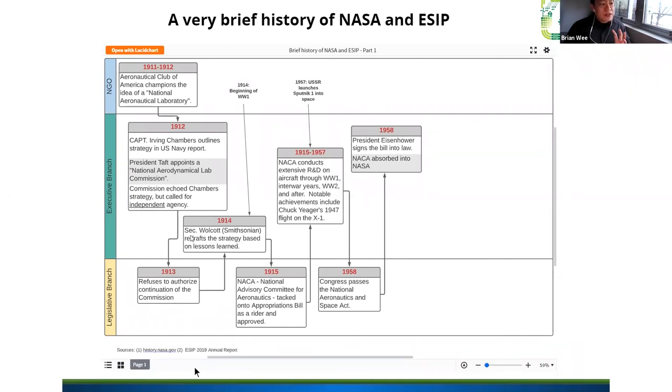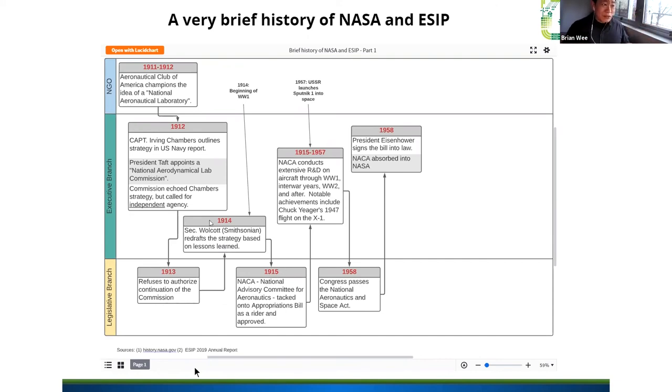Things changed when Secretary Wolcott of the Smithsonian came onto the scene. Now, Wolcott, who used to hate the USGS, by the way, for those of our USGS friends in the crowd, was a good communicator. And so again, for those of you in the audience who think about communications and effectively reaching across to different constituencies, Wolcott was a good example. Wolcott communicated effectively with Congress. He brought congressional members into the idea of this National Aeronautical Lab.